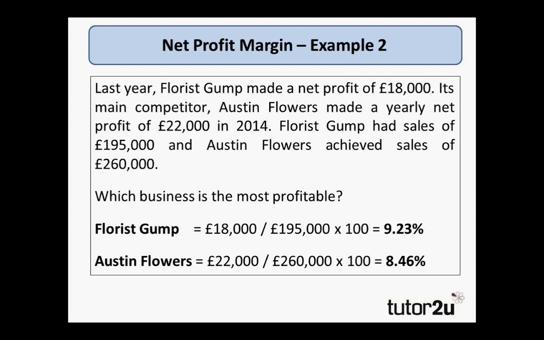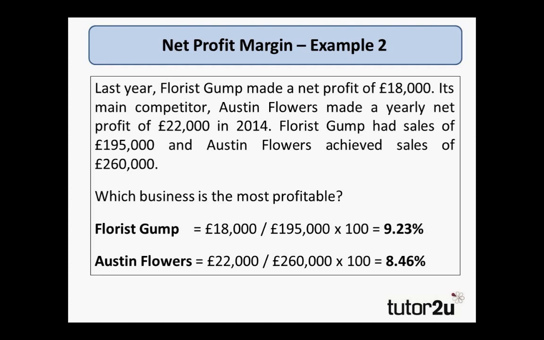Now, we're just going to look at profitability rather than profit. We're going to use the example of 2 florists. So we've got the florist Florist Gump, which made a net profit of 18,000 last year. Its main competitor, Austin Flowers, made a yearly net profit of 22,000.